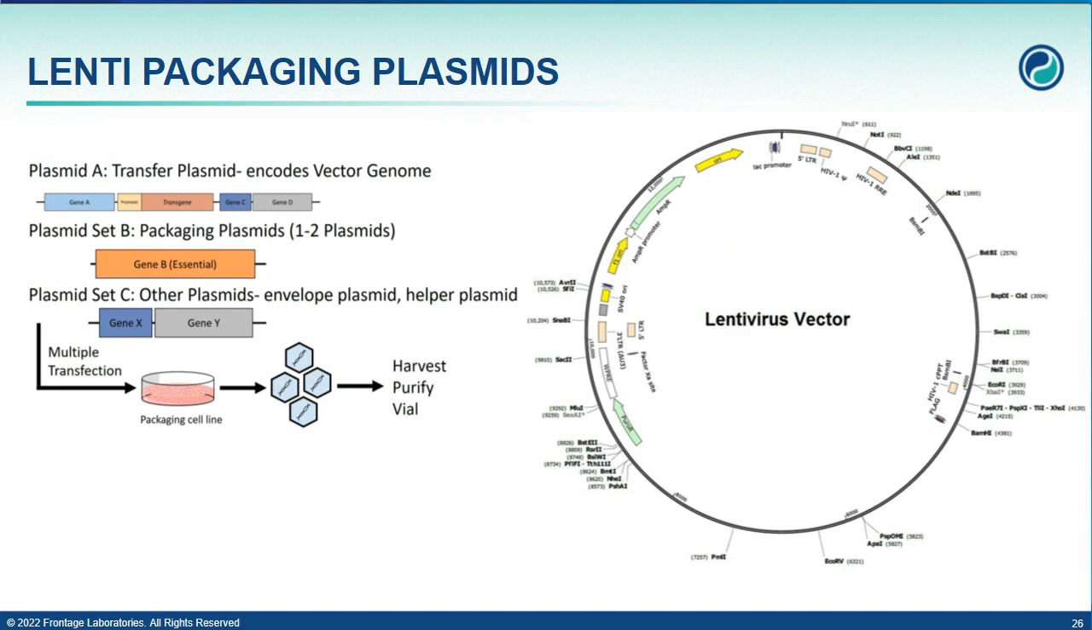This slide shows the lenti packaging plasmid, which usually contains 3 or 4 plasmids. The transfer plasmid encodes the vector genome. The packaging plasmid sometimes includes 1 or 2 for packaging. And the other plasmid includes envelope plasmid, helper plasmid. The figure on the right shows the lentivirus vector. We can see the different segments of the plasmid.